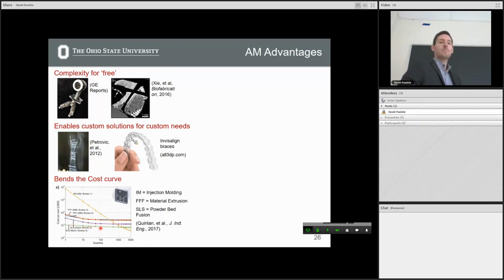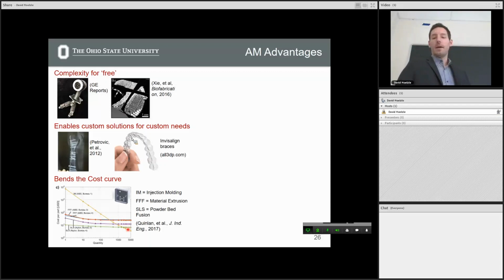You see the intersection of injection molding and some of these processes: SLS, that's powder bed fusion for polymers, and FFF is material extrusion. I took this from a paper, and they weren't using the ASTM agreed upon terminology. But you can see that this cost curve doesn't intersect until you get to around 100 or 1,000 parts. Then some of the more traditional manufacturing processes can be more cost competitive.